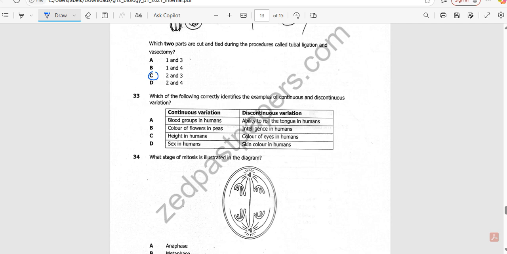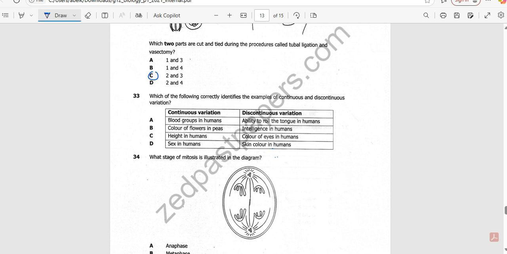Which of the following correctly identify the example of continuous and discontinuous variations? Continuous variation is the type of variation where there is no clear-cut distinction, where things build up from one position to the other. Discontinuous is where you are able to identify the end point before the start of the new thing. For example, skin color is continuous: someone will be black, someone brown, someone more brown until you find someone light in complexion.